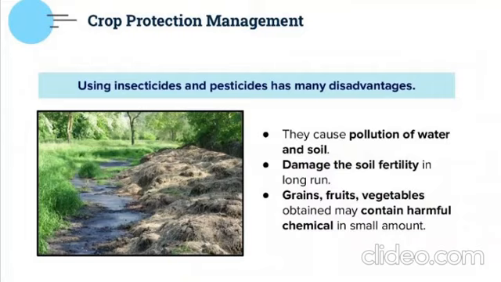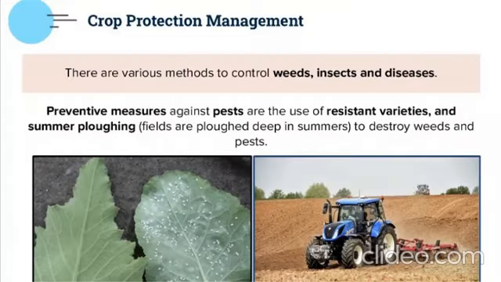When irrigation is done, these chemicals may flow into the water and soil, resulting in pollution. As these are chemical substances, they will also damage the soil fertility. Then grains, fruits, and vegetables, we are spraying or putting these chemicals on them only, right? So some harmful chemicals will be there inside of them also. And when we eat or consume them, it will harm us as well. So that is the problem of insecticides and pesticides.